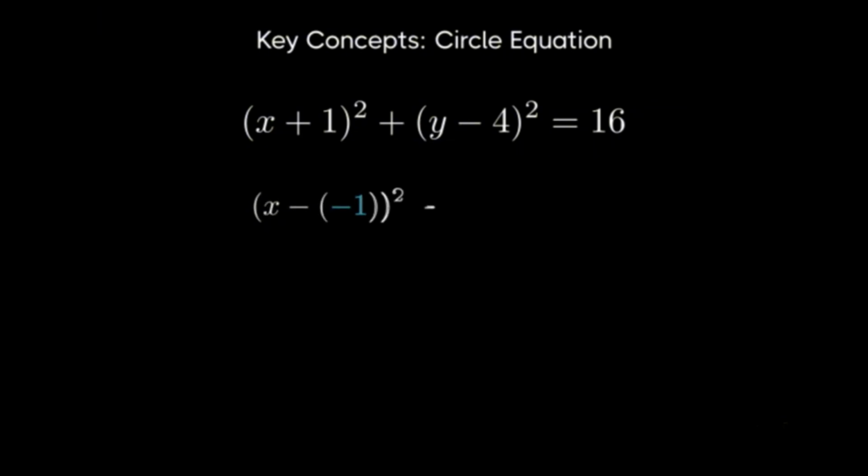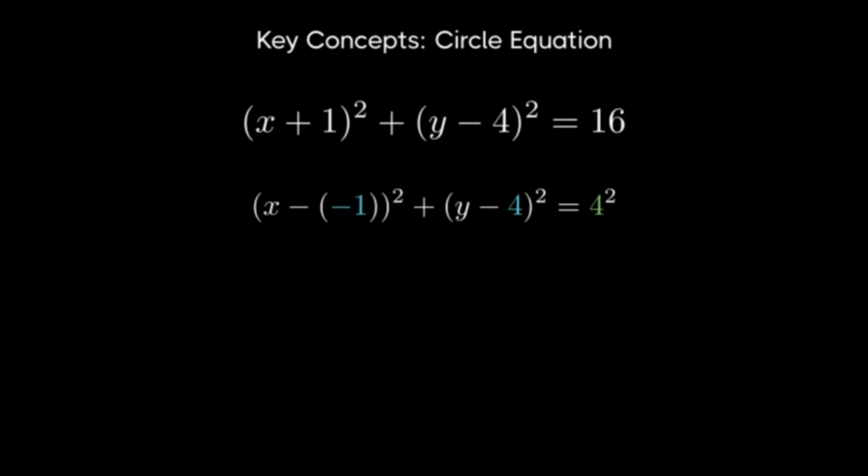Here's our example equation, (x + 1)² + (y − 4)² = 16. Our task is to identify the center and radius of this circle. To identify the parameters, we need to rewrite the equation in standard form. Notice that x + 1 can be rewritten as x − (−1), so our equation becomes (x − (−1))² + (y − 4)² = 4², since 16 equals 4².